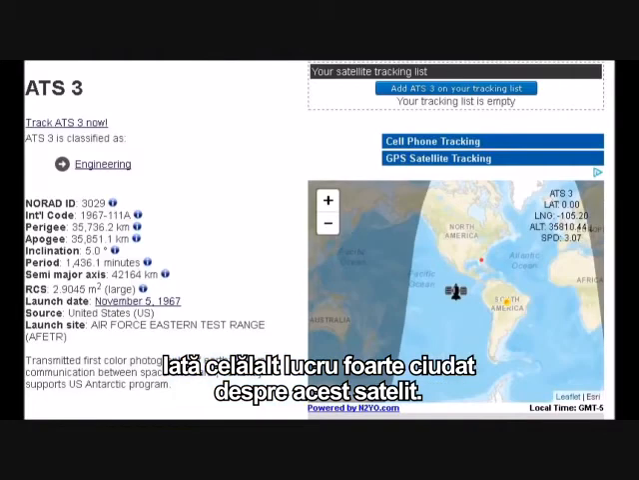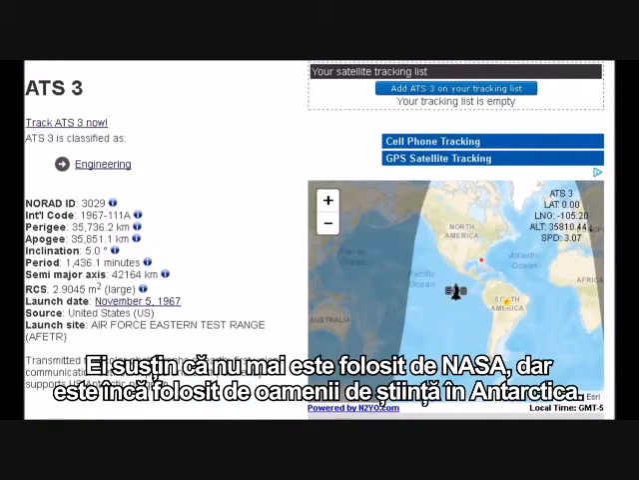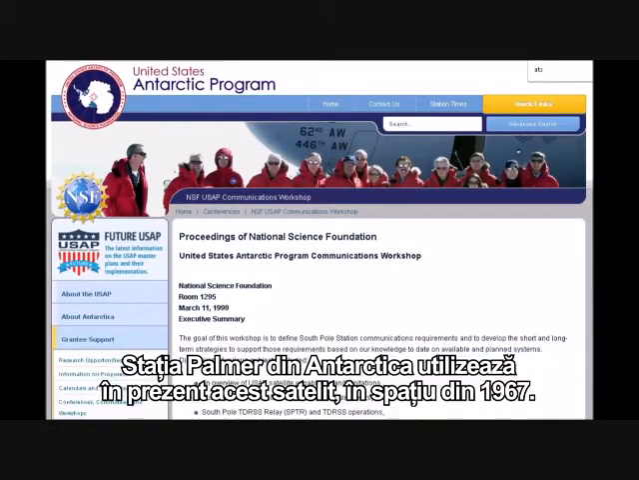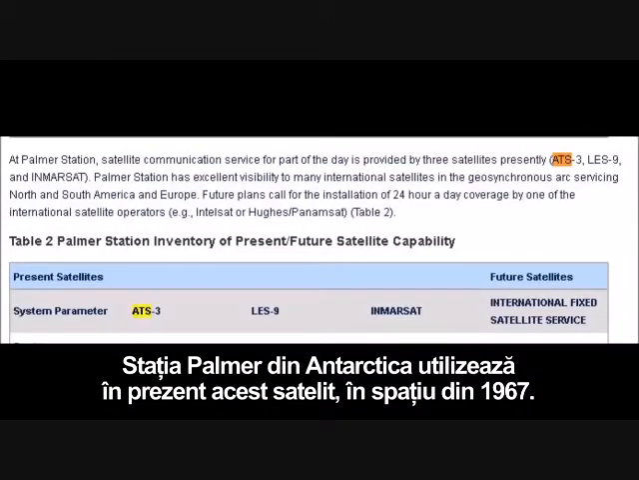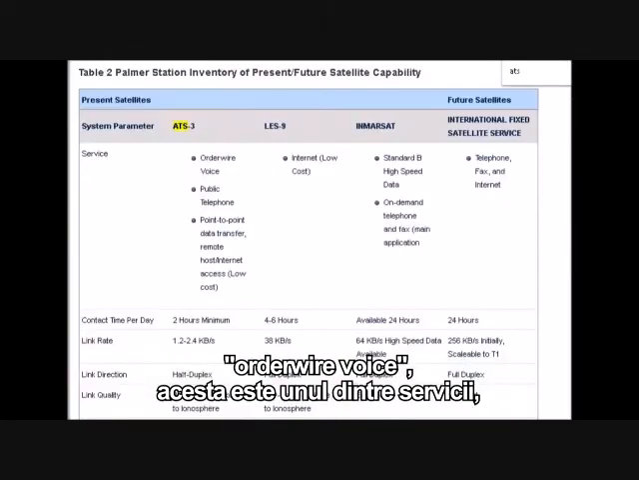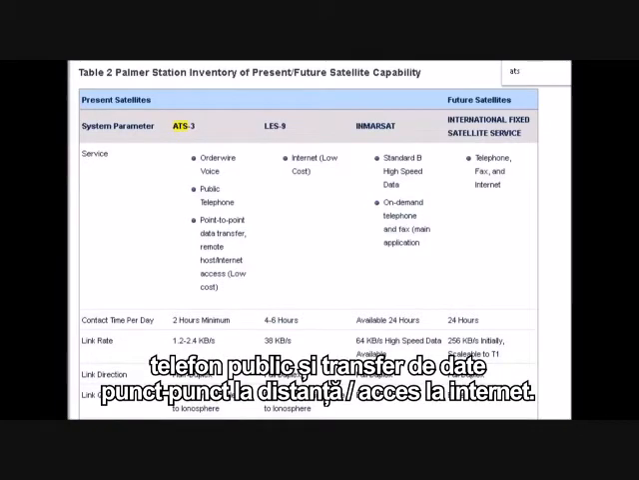Here's the other very strange thing about this satellite: they claim that it is not being used by NASA, but it is still being used by the Antarctic mission. The Palmer station in Antarctica currently uses this satellite from 1967. And you can see here, they say this satellite is now still being used for order wire voice, which is one of the services, public telephone, and point-to-point data transfer, remote hosts / internet access.